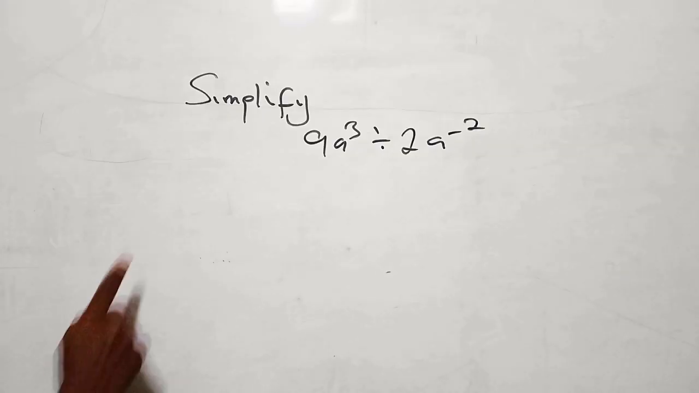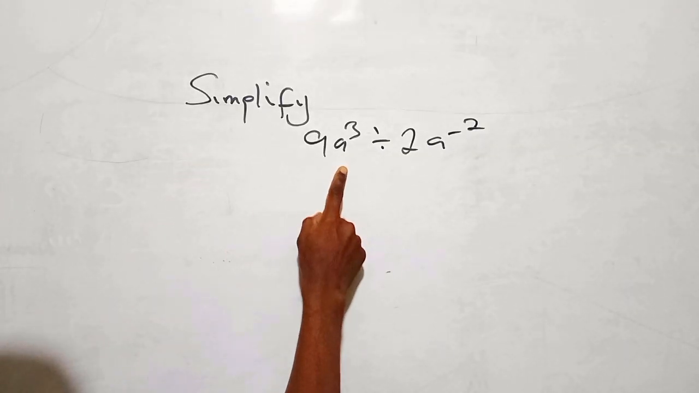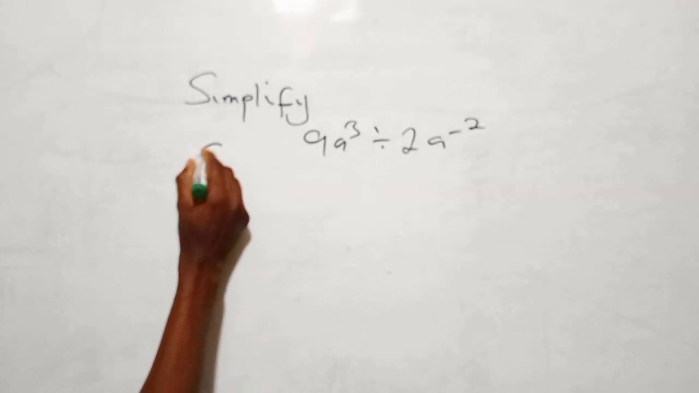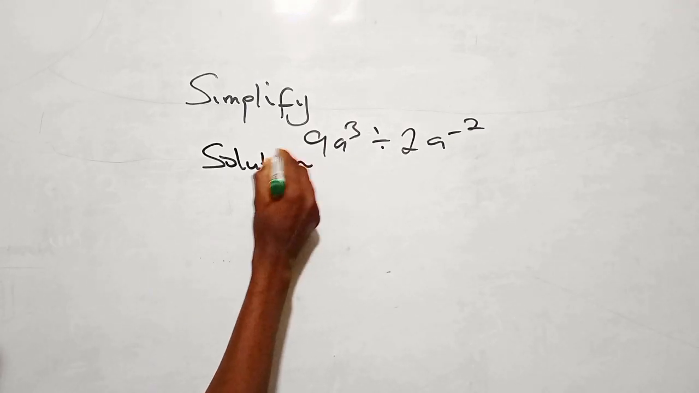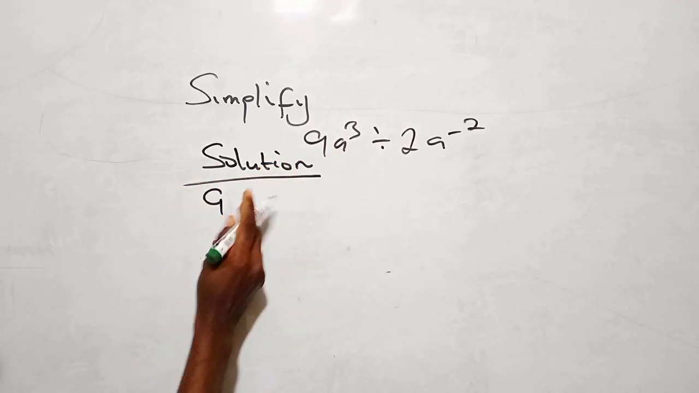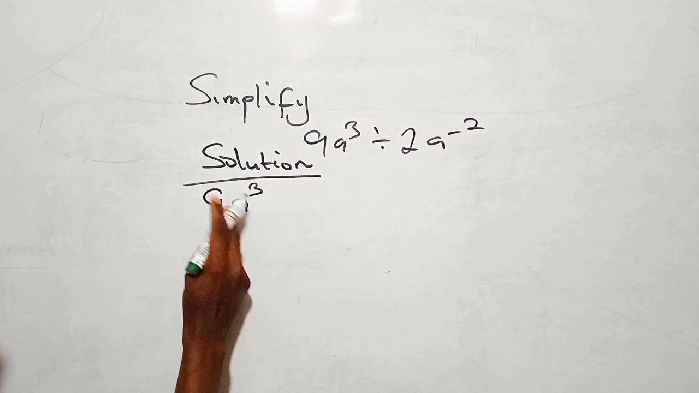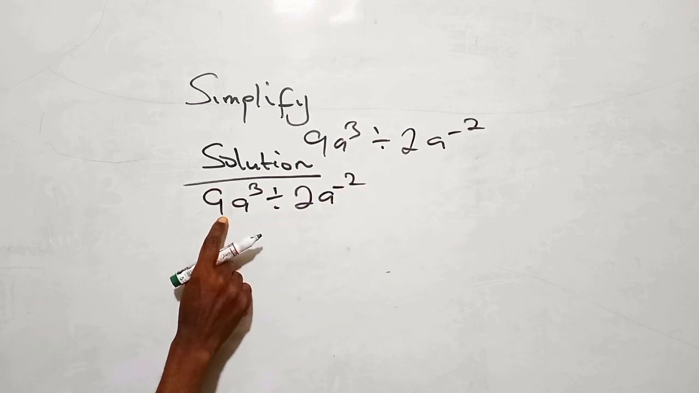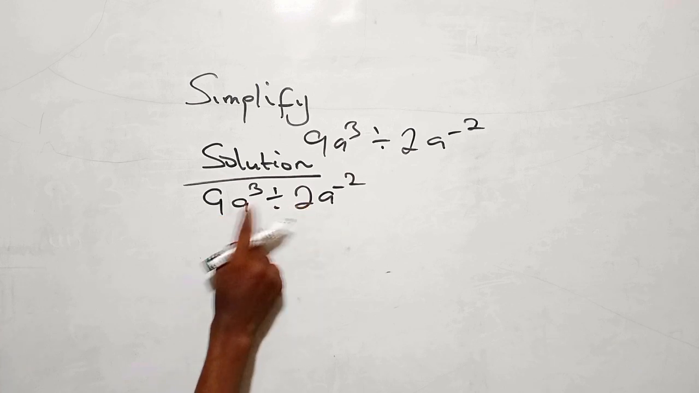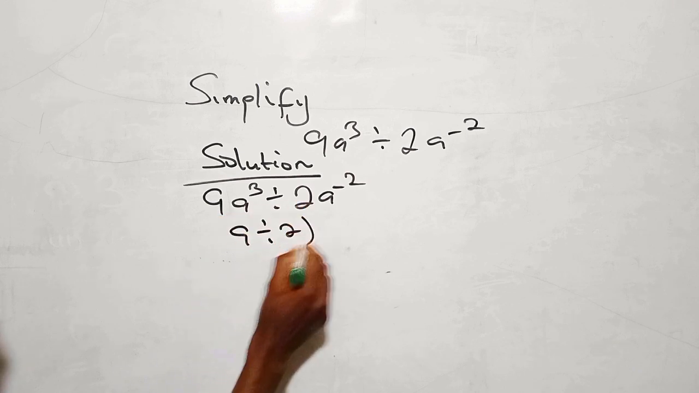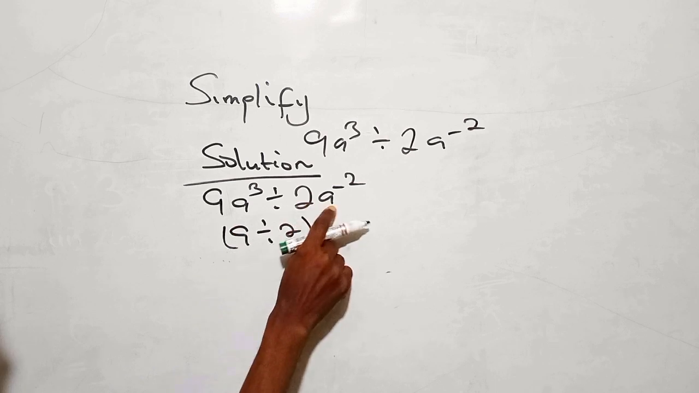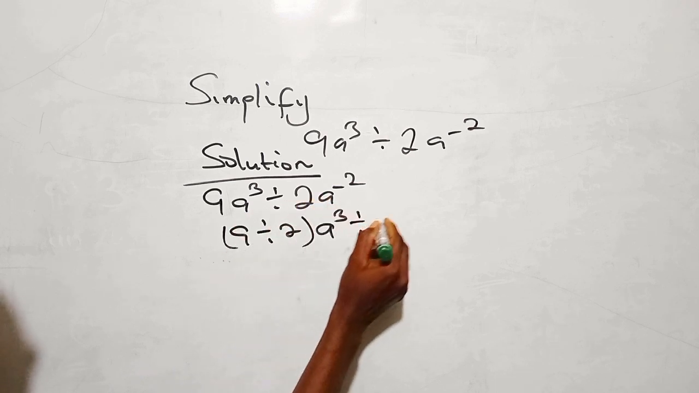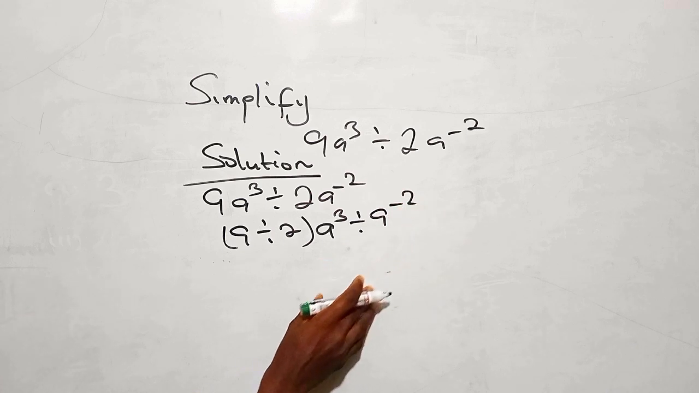The question says simplify 9 times a raised to power 3 divided by 2 times a raised to power minus 2. How do we simplify this? Solution. When we look at this, we have 9a raised to power 3, divided by 2 times a raised to power minus 2. We can easily take care of the coefficient first by saying 9 divided by 2. Then focus on the letters, they are the same. So we have a raised to power 3 divided by a raised to power minus 2.